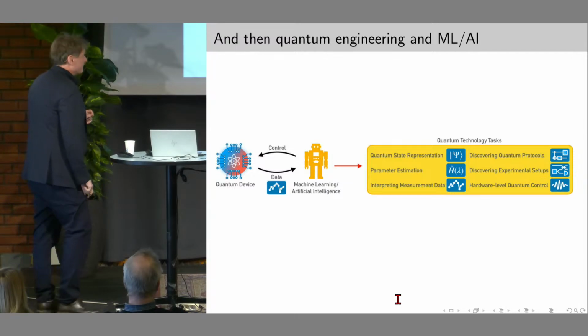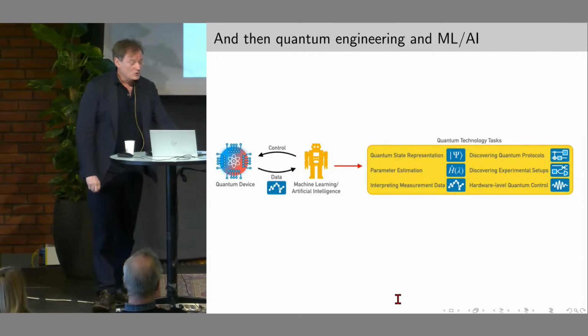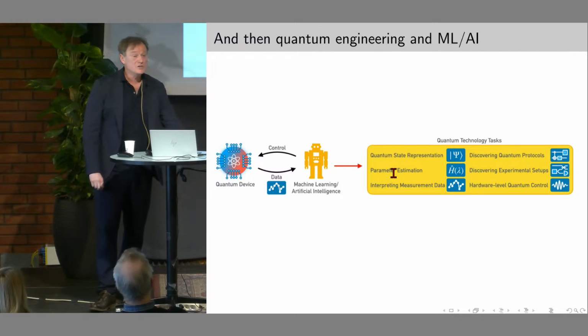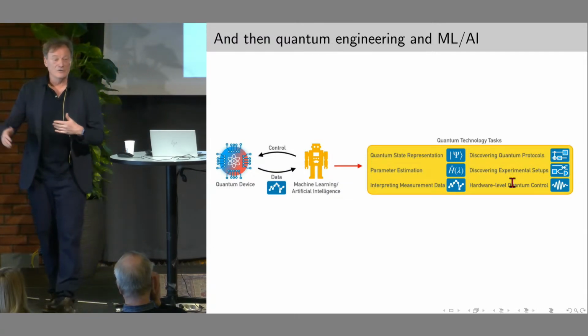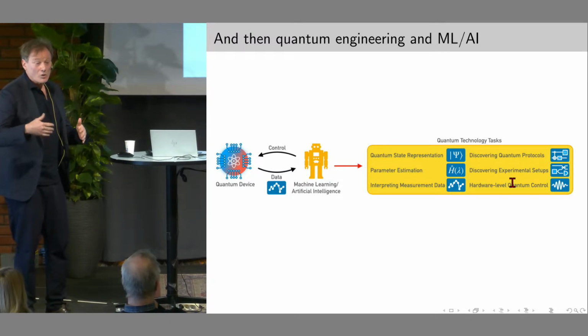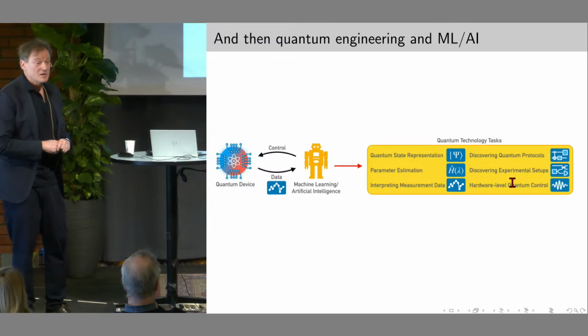So what you would typically have then, if you think in terms of reinforcement learning, is a quantum device, you have a control part, you have the data which are fed in, and then you have machine learning algorithms which then say something about the state preparation, because you need to prepare the state properly. Parameter estimation, which are the optimal experimental parameters. And then how you interpret data, finding quantum protocols. So all this is a big industry nowadays. And you can replace these quantum mechanical systems with classical systems.